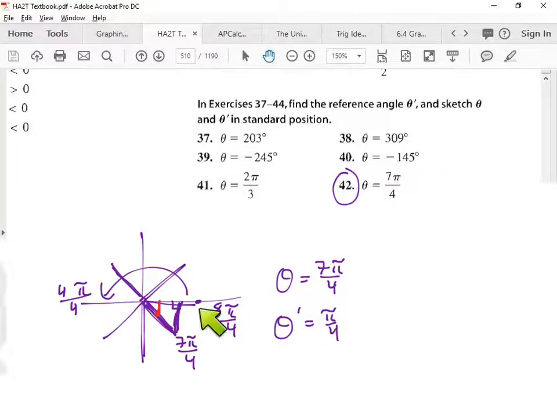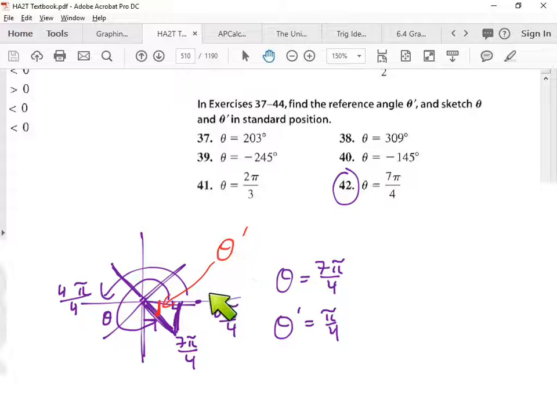And my sketch right here satisfies the last part, which is to sketch theta and theta prime in standard position. Theta prime is in there. And then you guys can see I should draw this arrow right here to represent theta. Okay, and I might as well label that too. Let me recap really quick. This little line right here that I labeled theta, that is 7 pi over 4.